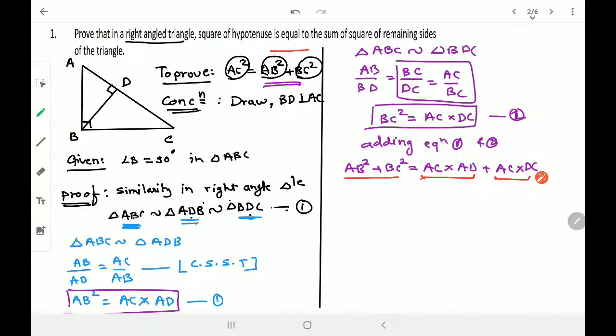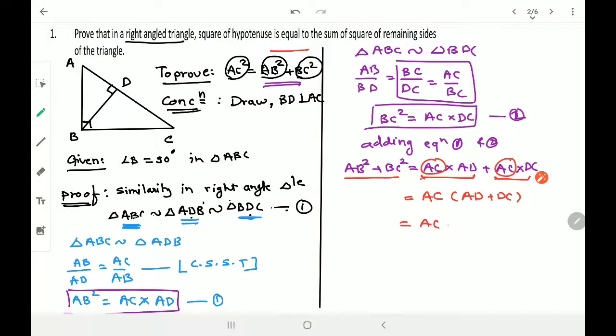I am just supposed to show, is that equal to AC square? Okay, that is equal to AC square. How can I prove that it is equal to AC square? So from the right hand side, I can take AC common. I hope you understand that. If I take AC common, what do I get? AD plus DC. Check kar lo. If I take AC common from that, I get AD plus DC.